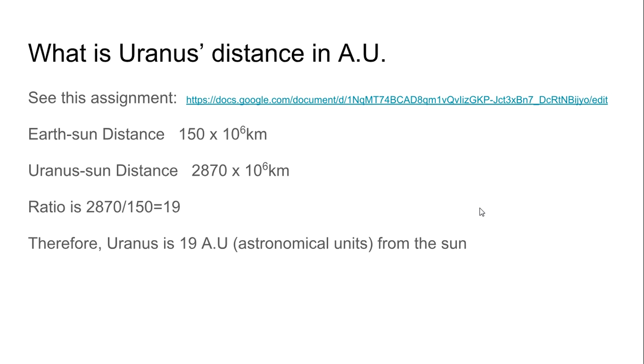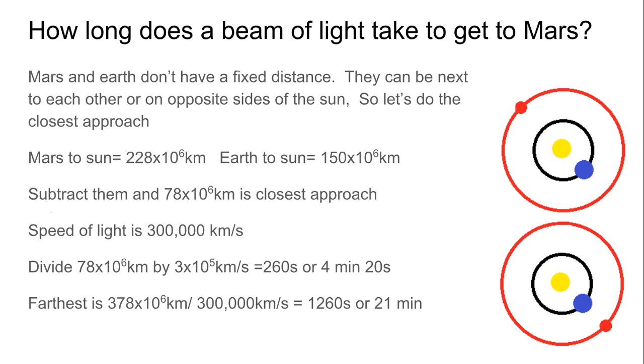Now, what is Uranus's distance in astronomical units? You did it in this assignment. You're simply going to take the Earth-Sun distance, the Uranus-Sun distance, and divide the two. Since both have 6 zeros, it doesn't matter. We get 19. Therefore, Uranus is 19 astronomical units from the sun, 19 times further from the sun than we are. There's a whole assignment on this.